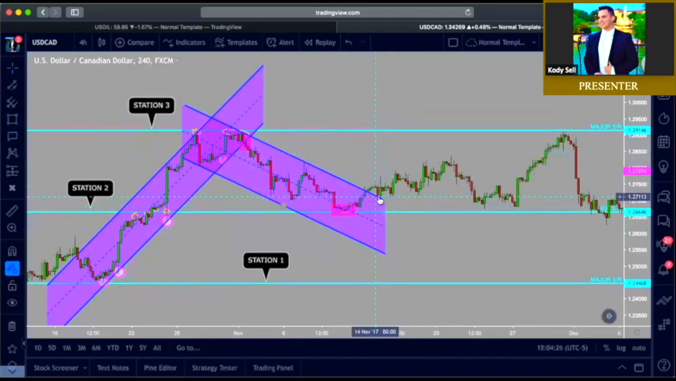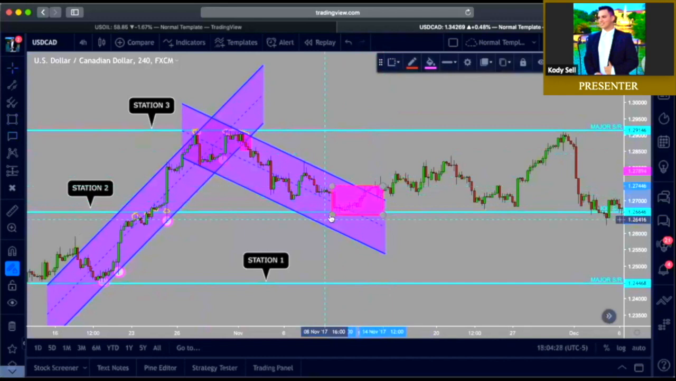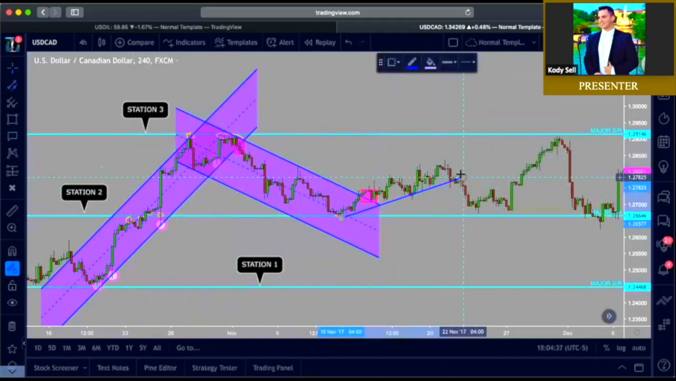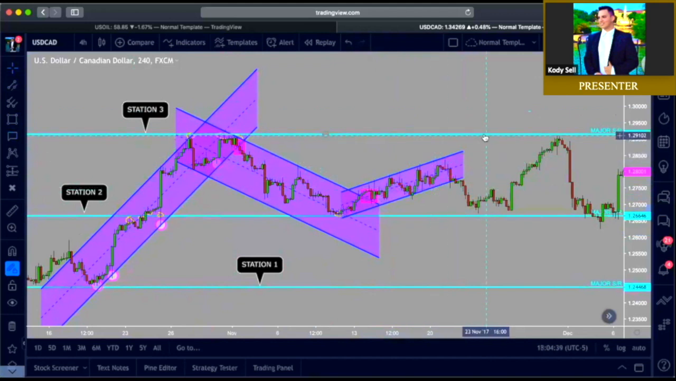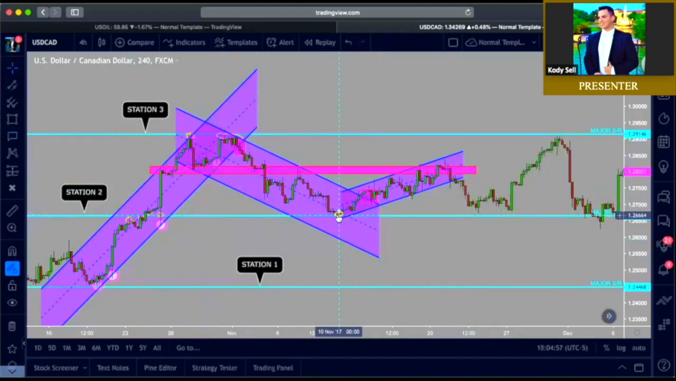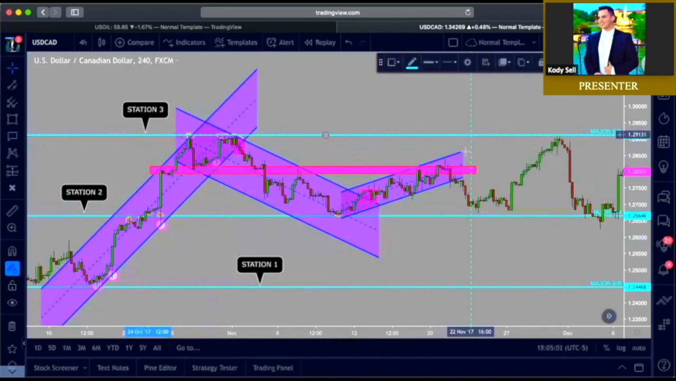All right, now this channel is going to break right over here after we hit station 2, and we're going to form a new channel. The new channel looks like this. Now this channel didn't make it all the way up to station 3. Why did it not make it all the way up to station 3? Because we have a minor support and resistance area that has formed right in this area, as you can see. So what actually happened is price did move between the support to the next resistance, but this is the next major resistance. It moved to the next minor resistance, which can happen sometimes.